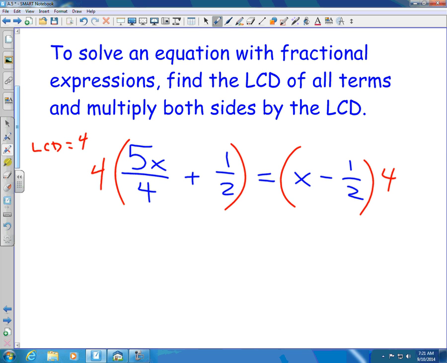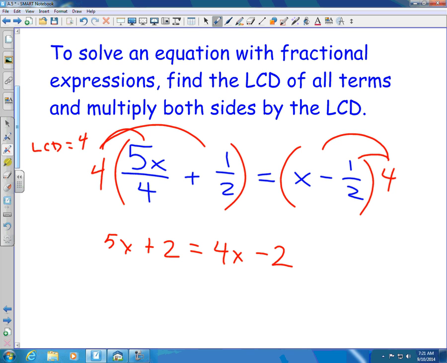So if I do that, I'm distributing the 4 now, I would get 5x plus 2 equals, distributing the 4 over here, I get 4x minus 2. And then we would subtract 4x from both sides, and we would get x plus 2 equals negative 2, subtract 2, and we get x equals negative 4. Again, you could plug in negative 4 here and see if you get a true equation.